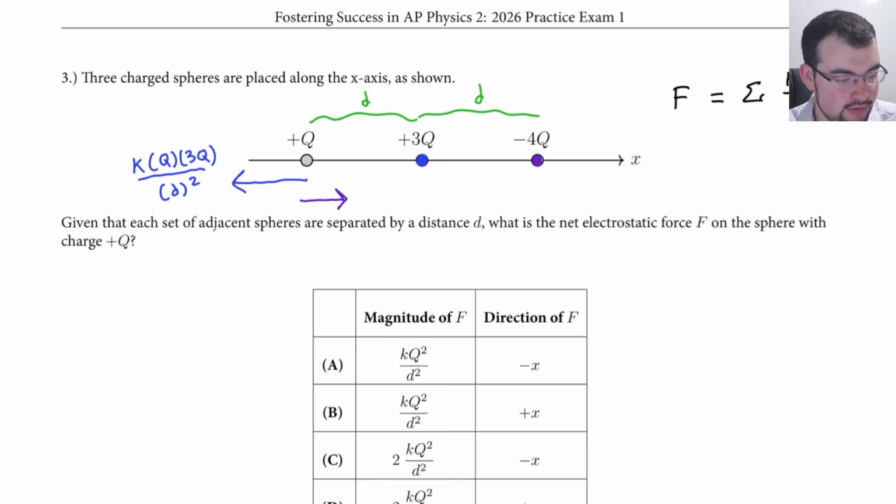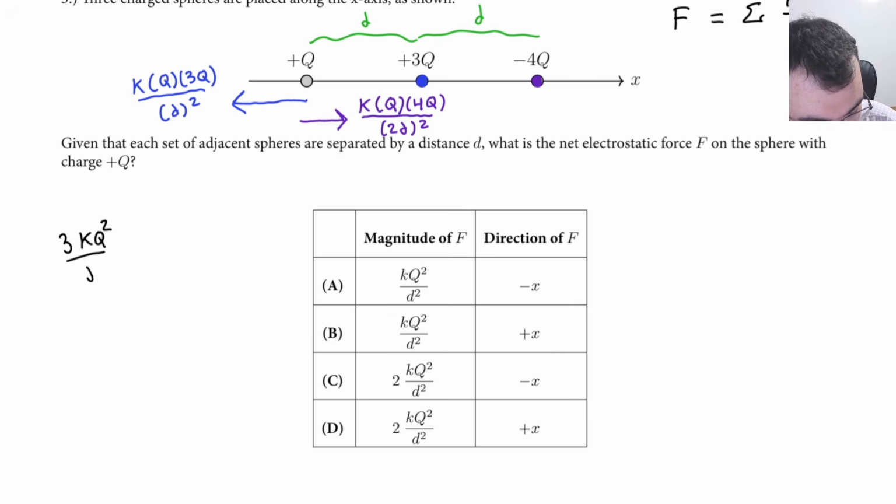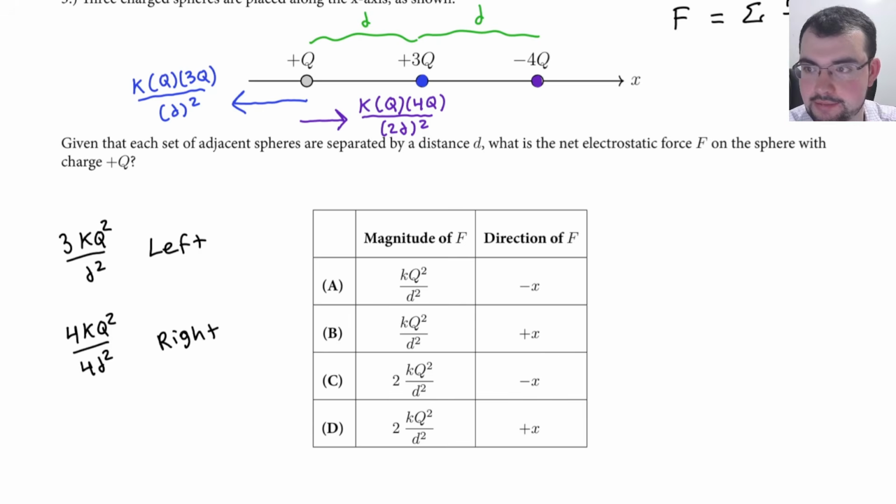But then for the attractive force in the plus x direction, it's K. I'm still looking at the sphere of charge Q, but now I have to deal with the 4Q, and that distance is 2D, but that entire object gets squared. So we're going to have to do a bit of algebra. And I get 3 KQ squared over D squared left. And then I get 4 KQ squared over 4D squared, right? Because you had to square the 2 also in that denominator to the right.